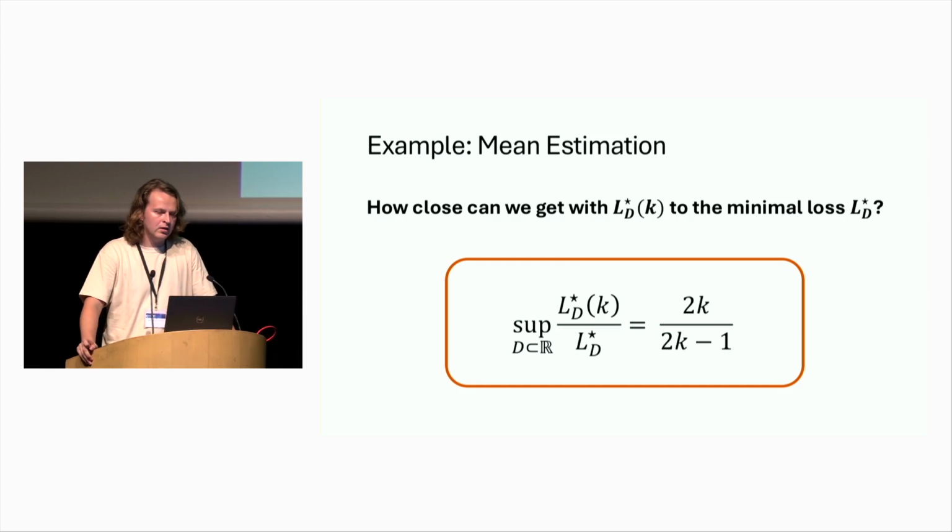So it means that for any data set D, we can always select a subdata set S such that the best loss given by the subdata set S will be not more than 2k divided by 2k minus 1 times more than the one given by the best value, which is given by the average of this data set. Okay, great.